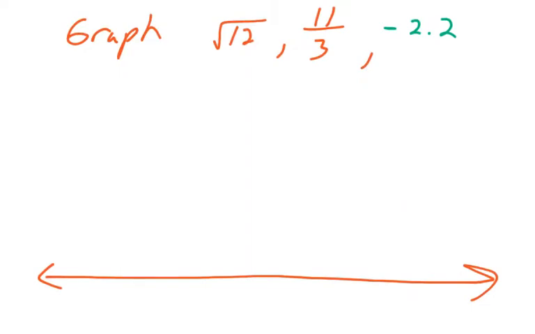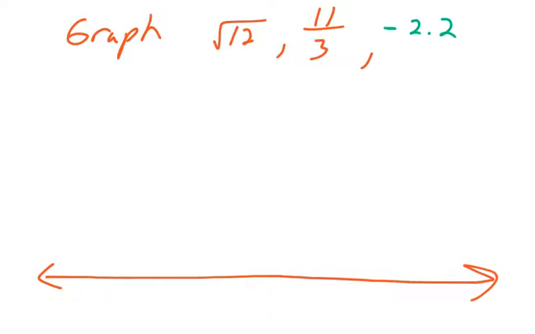So for this problem, we're going to graph these three numbers on a number line. So we have the square root of 12, 11 over 3, and negative 2.2. We're going to graph these three numbers on our number line. We know they're real numbers because they're going to be able to be graphed on a number line. That was in the last lesson.